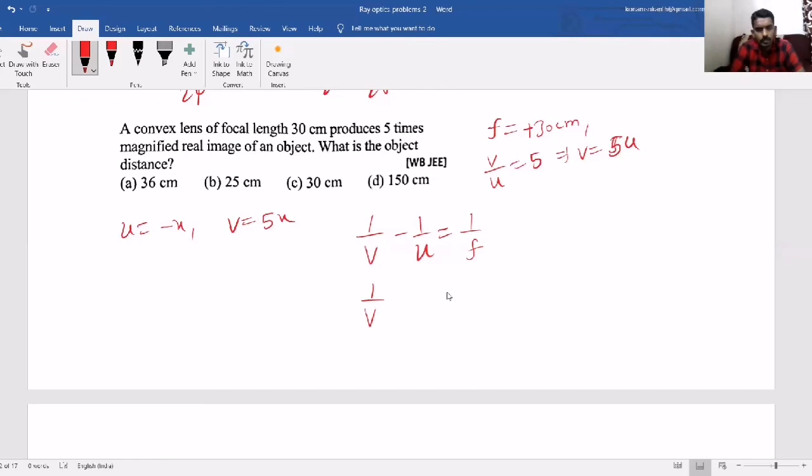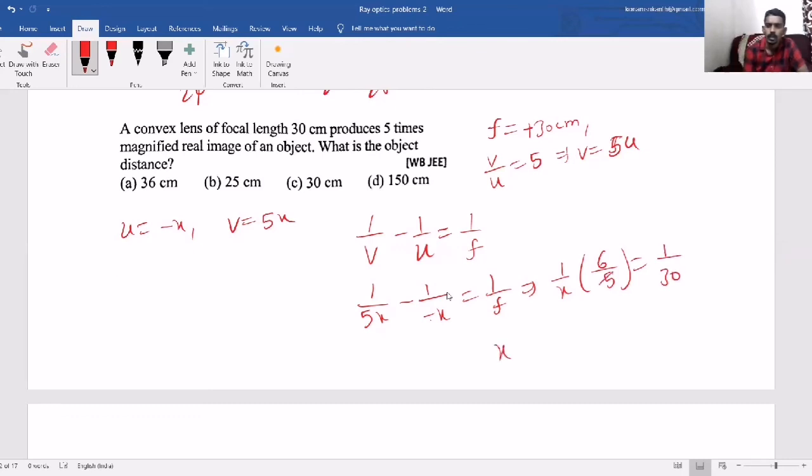And here 1 by V, the value is 1 by 5x, minus 1 by U, the value is minus x, equal to 1 by F. So now if you take the LCM, minus of minus is plus, if you take 1 by x common, 1 by 5 plus 1 means 6 by 5, equal to 1 by F, which is 30. So x equal to 6 into 6, that is 36 centimeter.